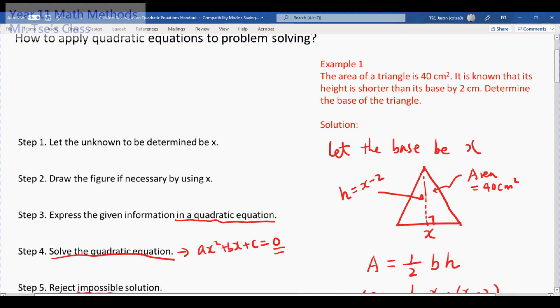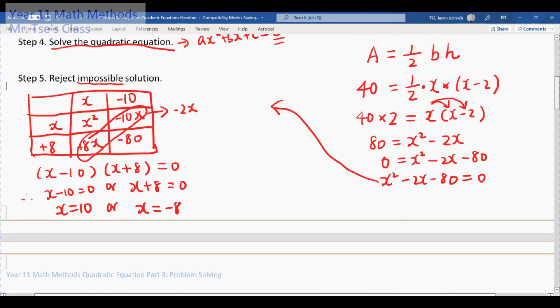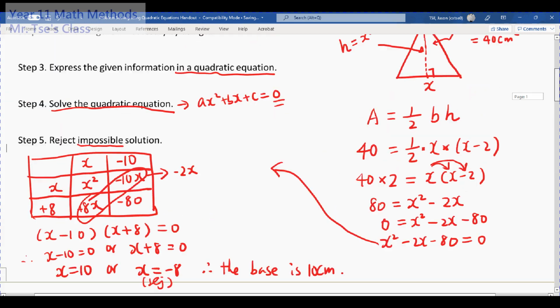The question is about the base of a triangle. So the base is a length. The length must be positive, must be greater than 0. So that's why x equals 10 is okay, but not this one. So this one you need to reject. Therefore we say the base is 10 centimeter. That's how we do it.